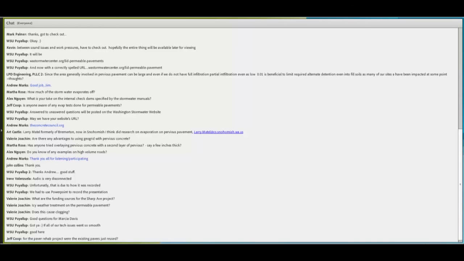So Jeff asked, for the paver rehab project, were the existing pavers just reused? Yes, they were. Thank you.